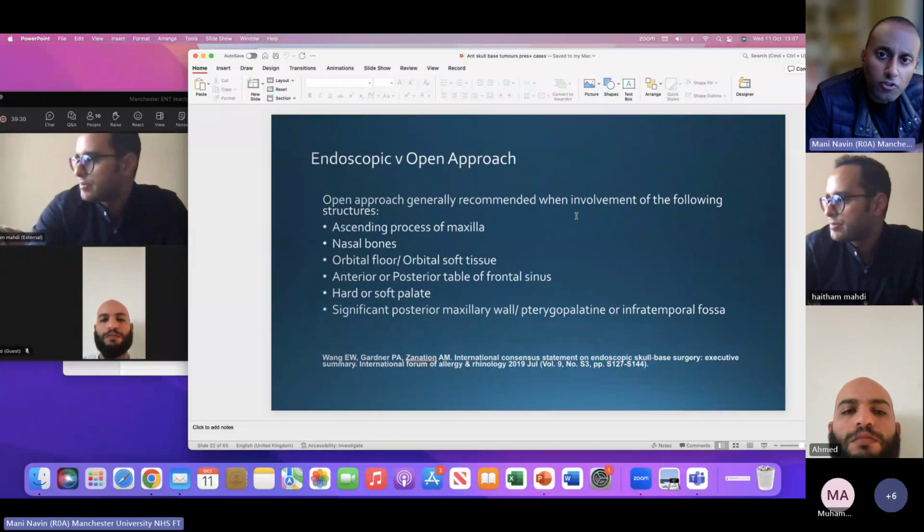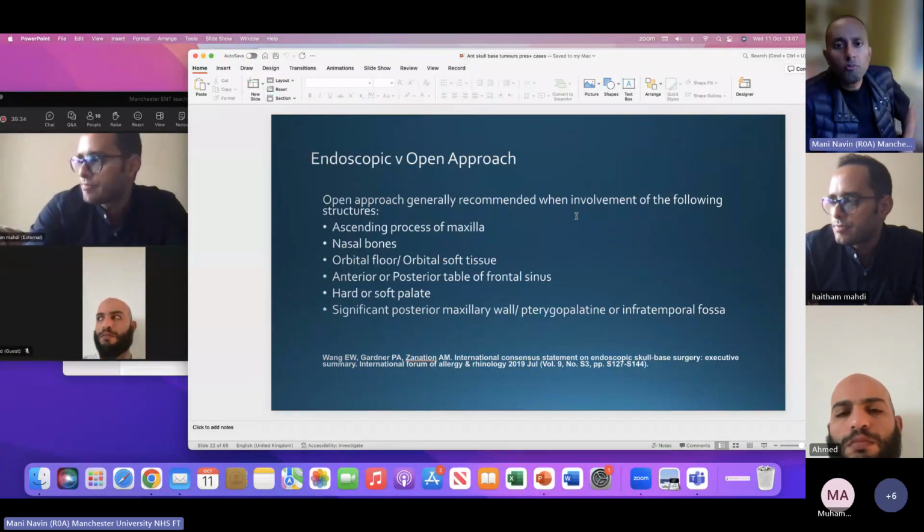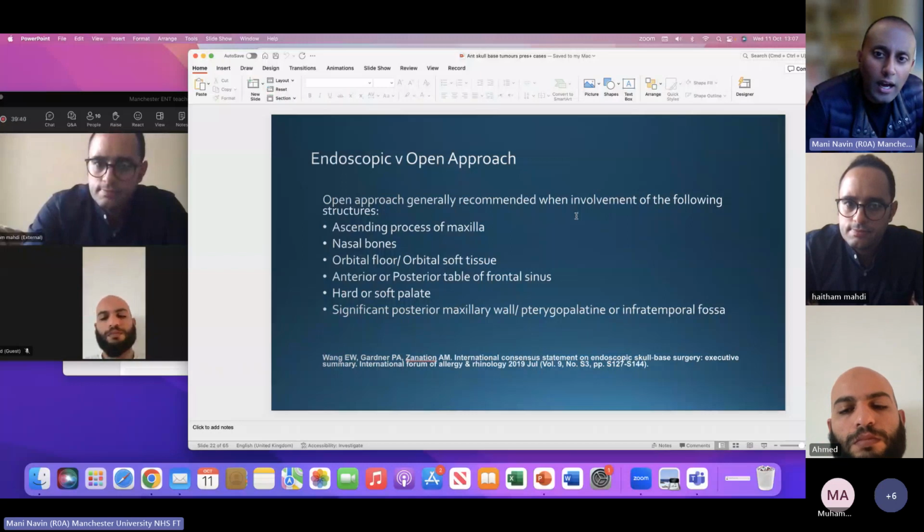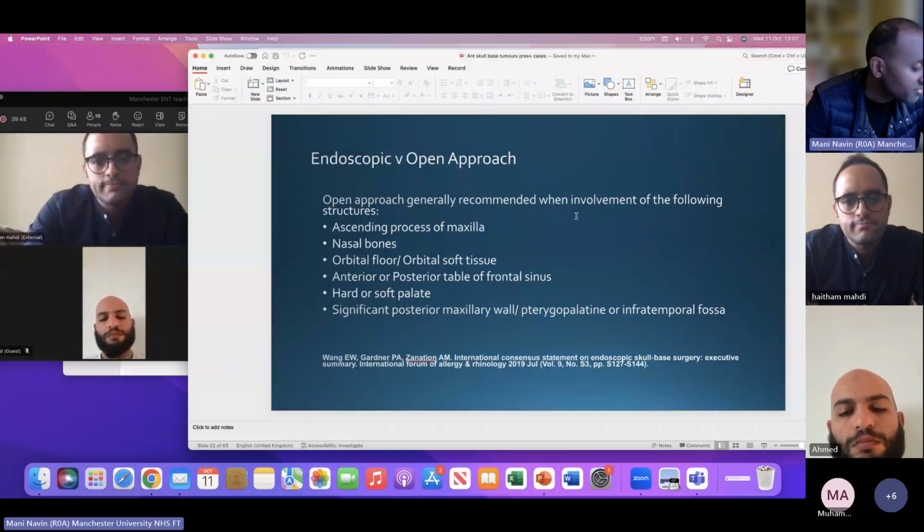So I've said endoscopic approaches can be used for smaller tumors, but once you've got involvement of the anterior maxilla, the nasal bones, the orbital contents, the frontal sinus bone, palate, or posterior involvement, then really you'll need an open approach. And this represents many of the cases we see.